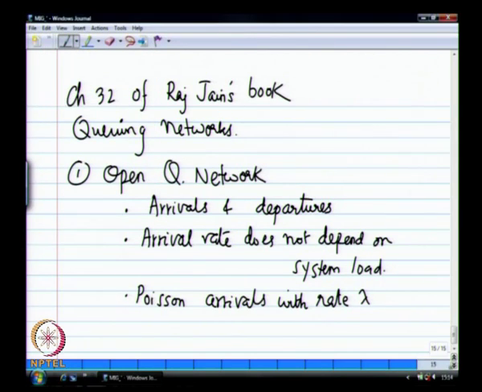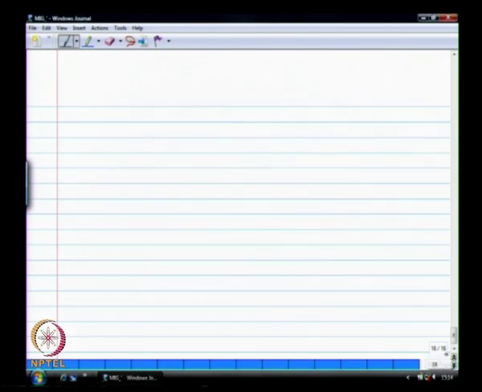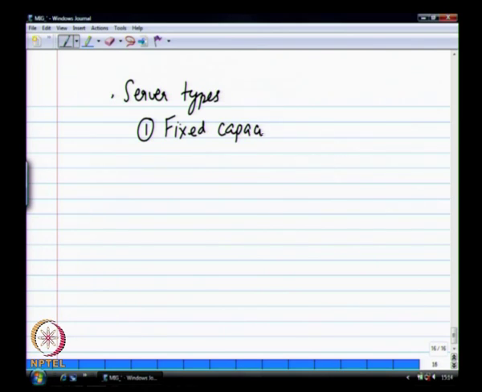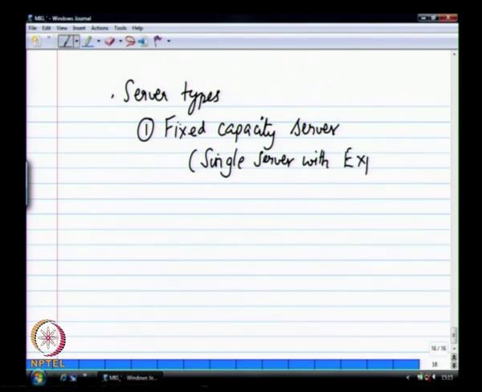And the servers we classify into three types. One is called a fixed capacity server. Basically this is a single server with exponential service time.